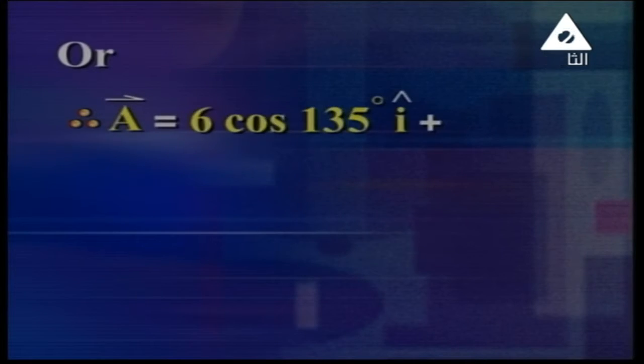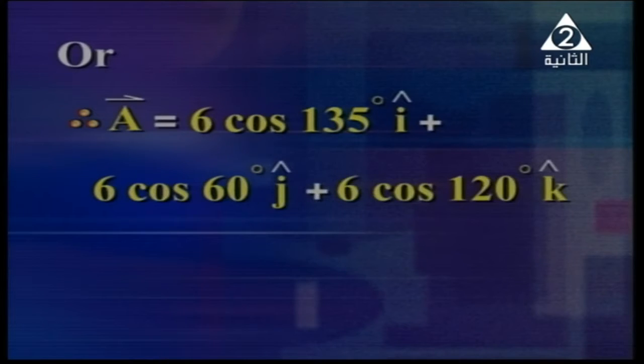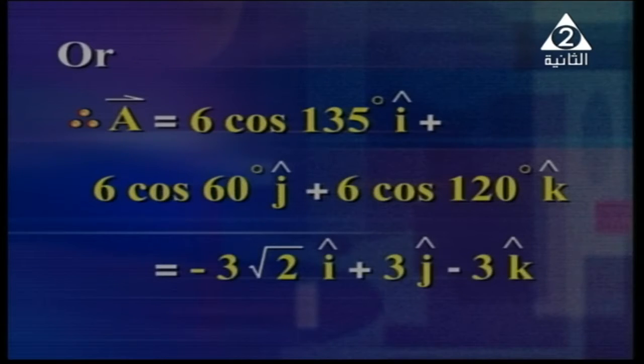Or by using theta equals 120, we have the other vector A. Vector A equals 6 cosine 135 in direction I plus 6 cosine 60 in direction J plus 6 cosine 120 in direction K. By using cosine 135 equal negative root 2 over 2, the first term is negative 3 root 2 in direction I. 6 cosine 60 equals 6 times half, equal 3J. Also 6 cosine 120, where cosine 120 equals negative 1 over 2, times 6 equals negative 3K.